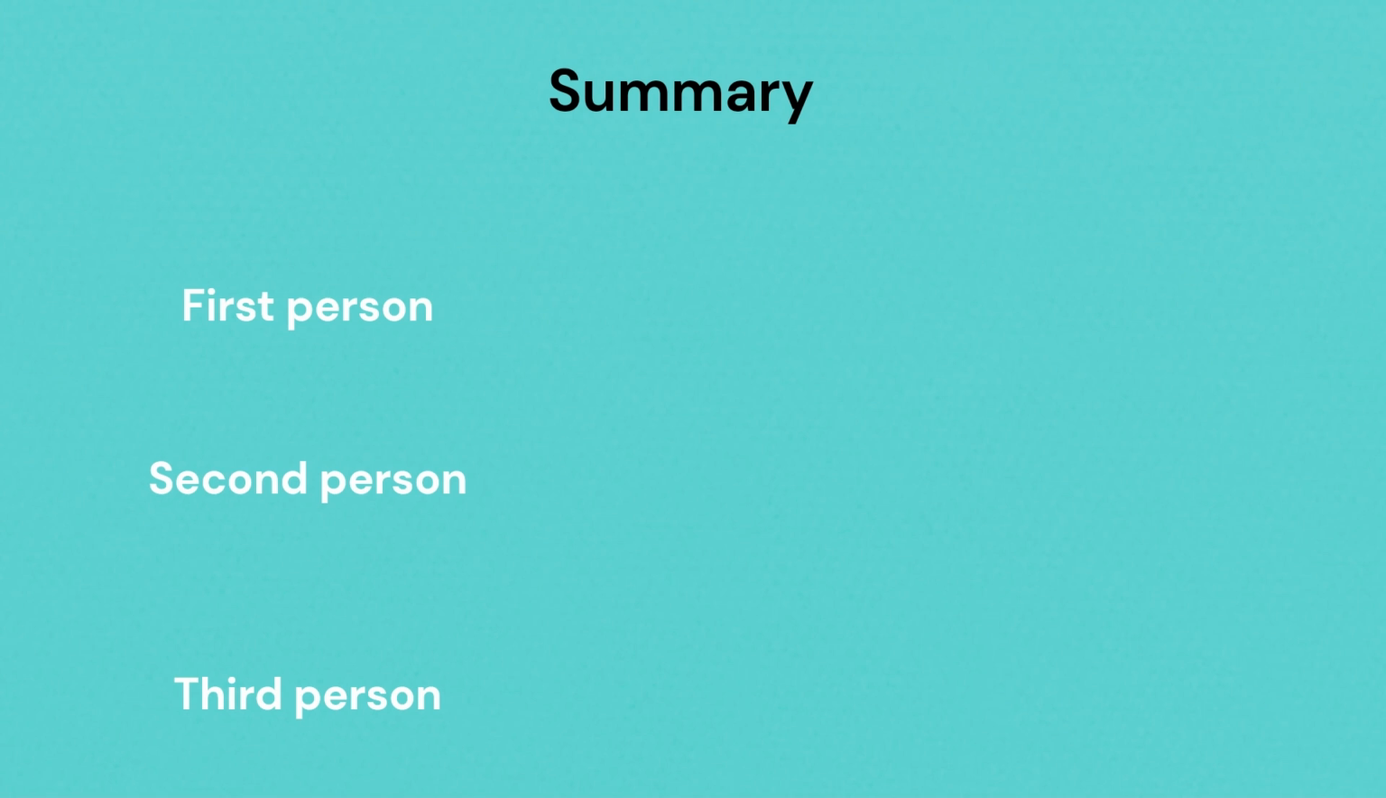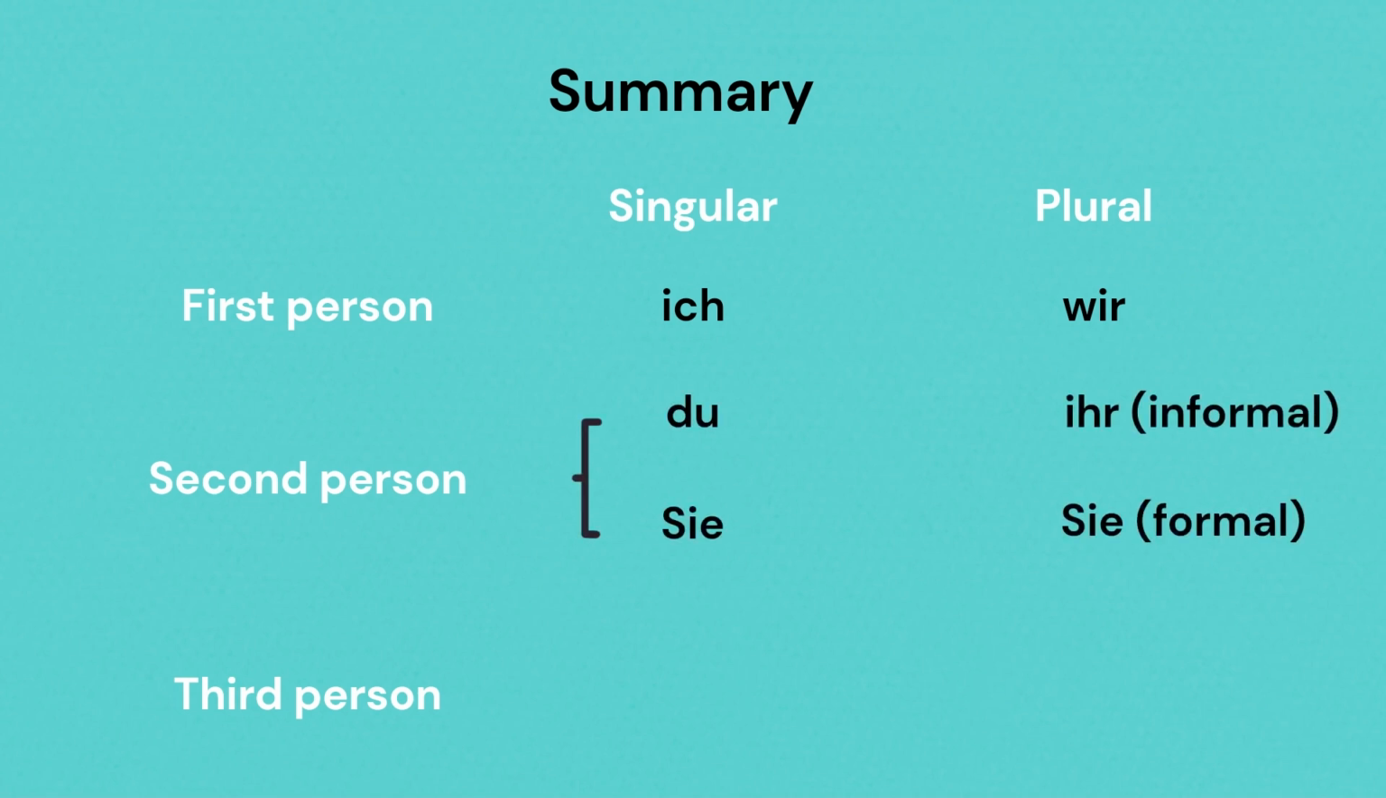Now let's summarize the personal pronouns we have just learned. Do remember, pronouns can either be in the first, second, or the third person. They can be in singular or in plural. In first person singular, you would use ich. That means, when talking about yourself, you would use ich. Whereas in plural, you would use wir. That means, when you talk about you and your family, or you and your friends or colleagues, then you can use wir. In second person, it can either be formal or informal.